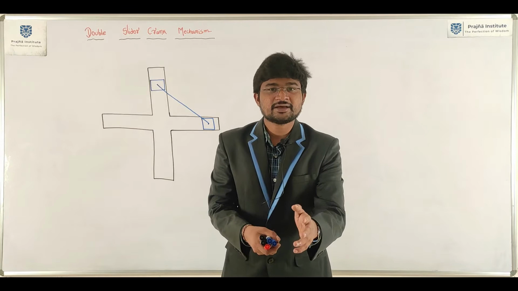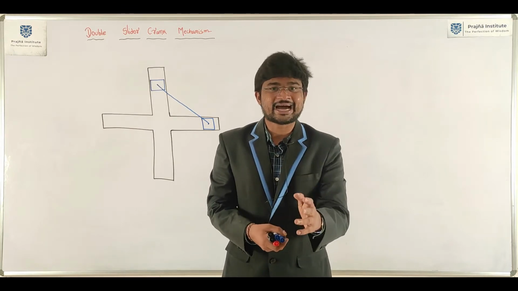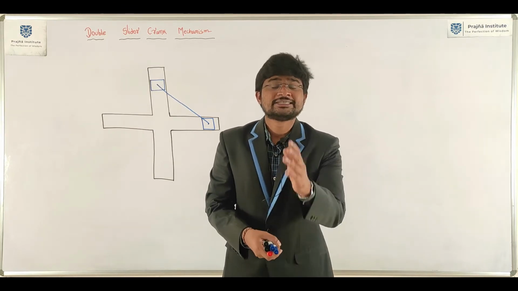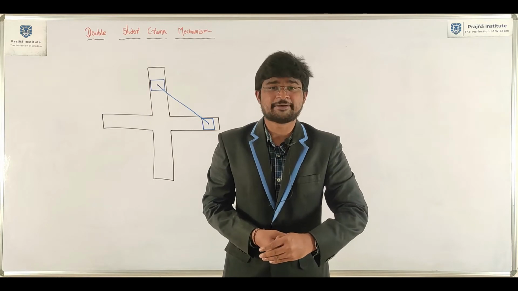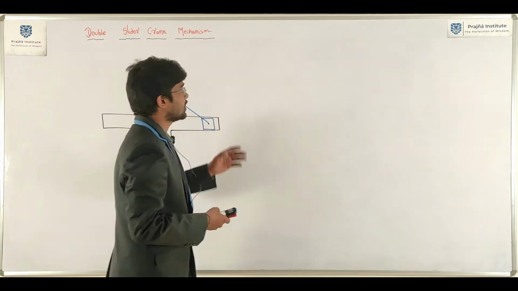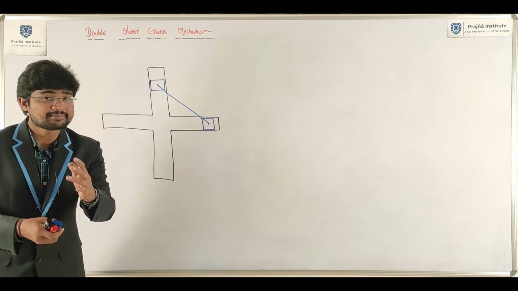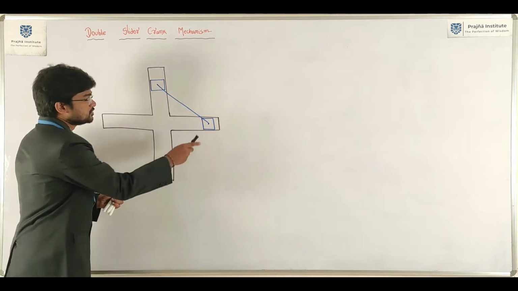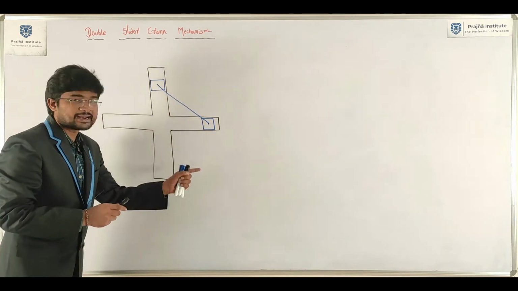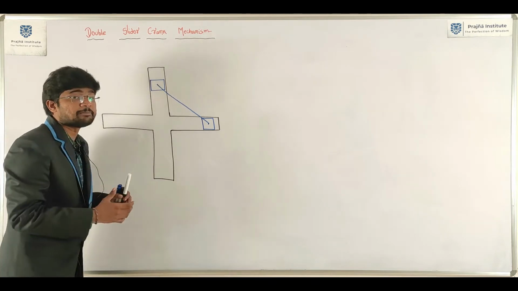We are discussing simple mechanisms. In that, today we need to talk about double slider crank mechanism. Just have a look at the double slider crank mechanism. Here we have two sliders, a coupler link and a slotted plate.